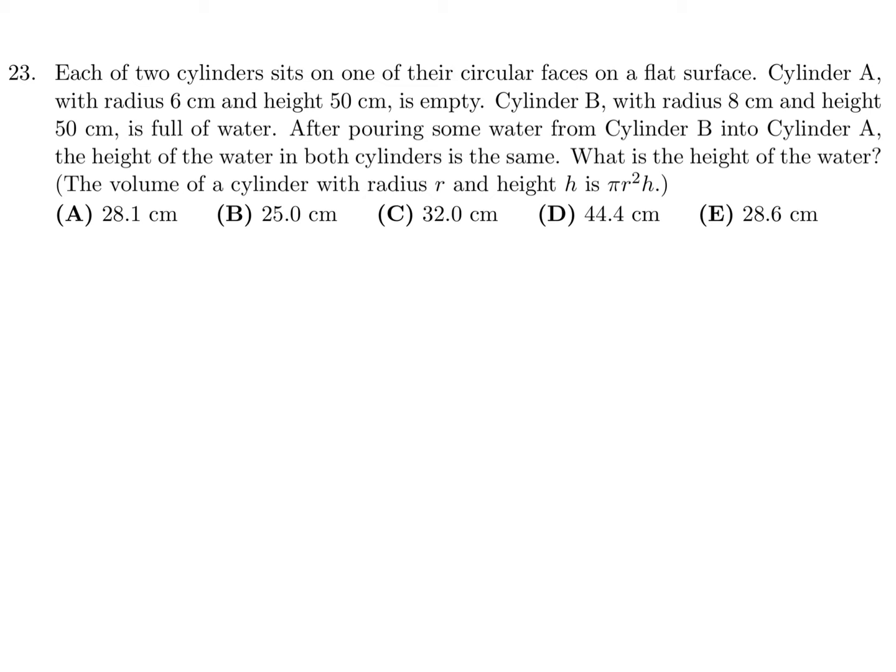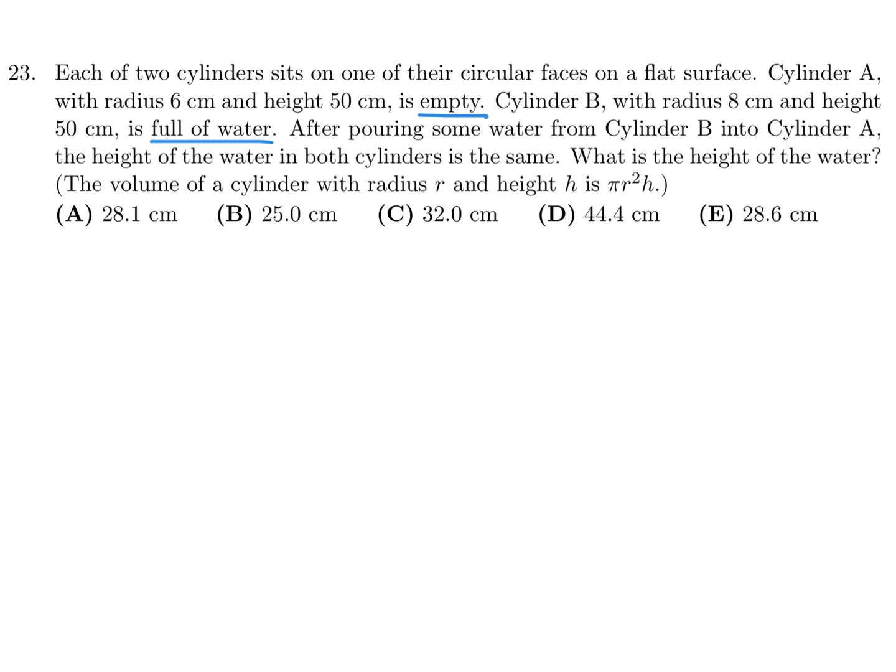Each of the 2 cylinders sits on one of its circular faces on a flat surface. Cylinder A with radius 6 and height 50 is empty, and cylinder B with radius 8 and height 50 is full of water. After pouring some of the water from cylinder B into cylinder A, the height of the water in both cylinders is the same. What is the height of that water?